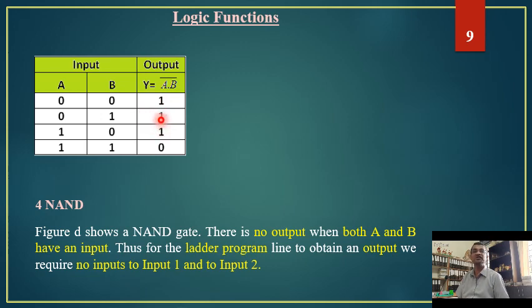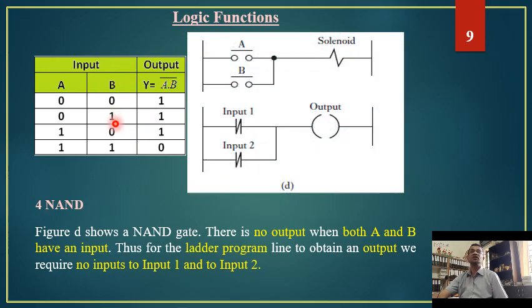So how can we read this one? When the inputs are not available, or when any one of the two inputs is available, then output is available. When both the inputs are available, output is not available. Output is 0. So that is the meaning of this. And let us see how to have this particular circuit.